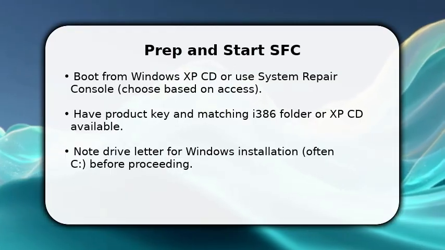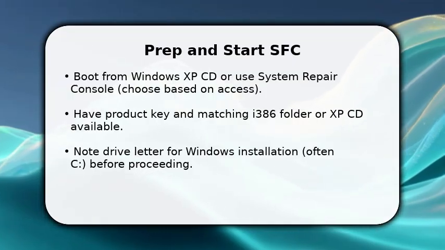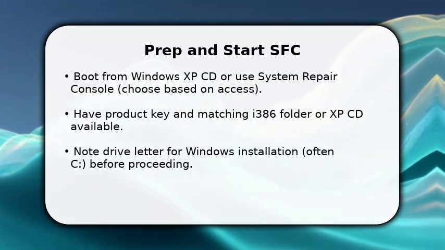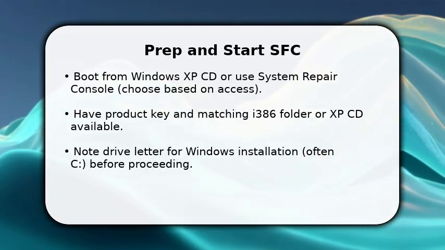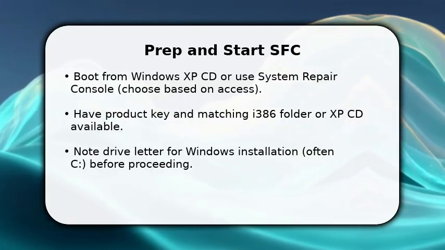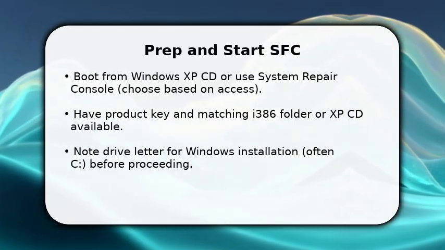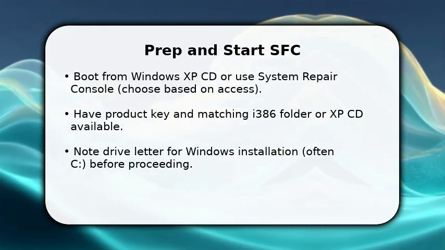You begin by booting from the Windows XP CD or entering the recovery console. This gives access to system repair tools. Once done, identify the Windows drive letter and confirm you have the original i386 files or matching CD that's needed for file restoration. Make sure to write down the product key and close other tasks.